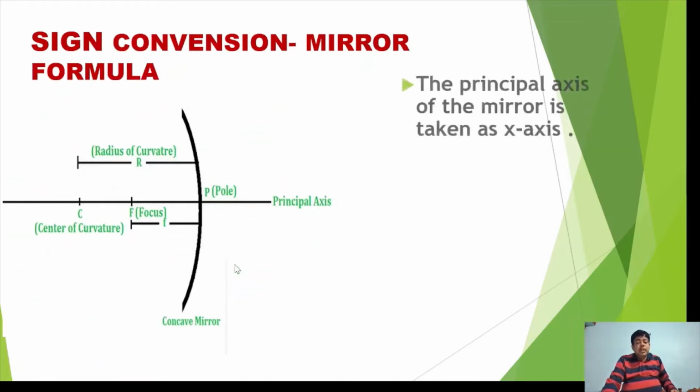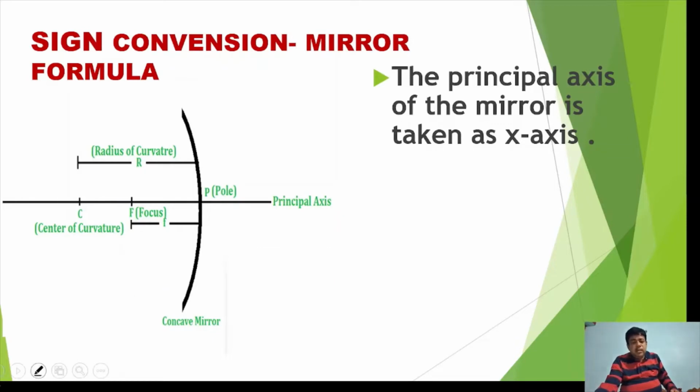Here, students, this is the principal axis, and this principal axis behaves like the x-axis. All of you know the coordinate axes, the x-axis and the y-axis. The horizontal line is known as the x-axis. Similarly, the principal axis behaves like the x-axis.